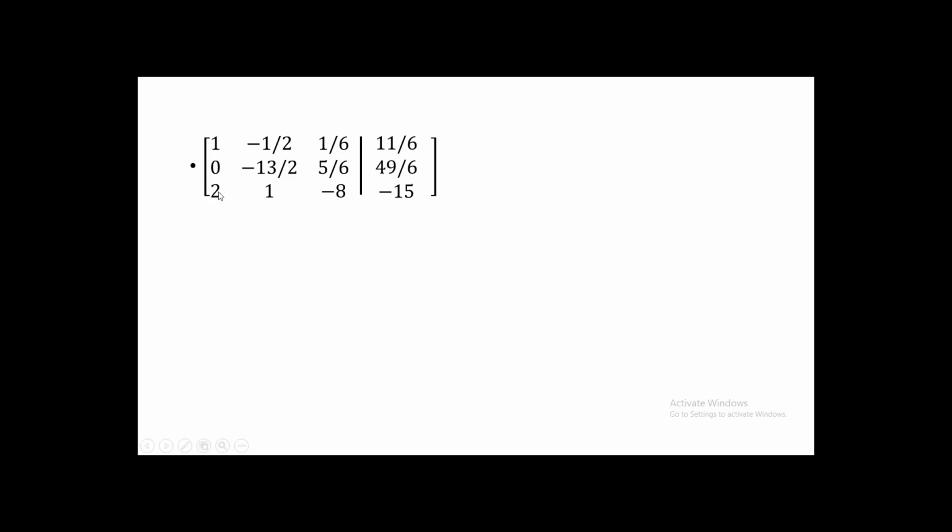Next I need to make this number equal to 0, since it said that the pivot position should be a non-zero number and all the entries below should be equal to 0. Now the operation that needs to be done to make this number 0 is R3 plus minus 2 times R1. So the operations are applied on R3.